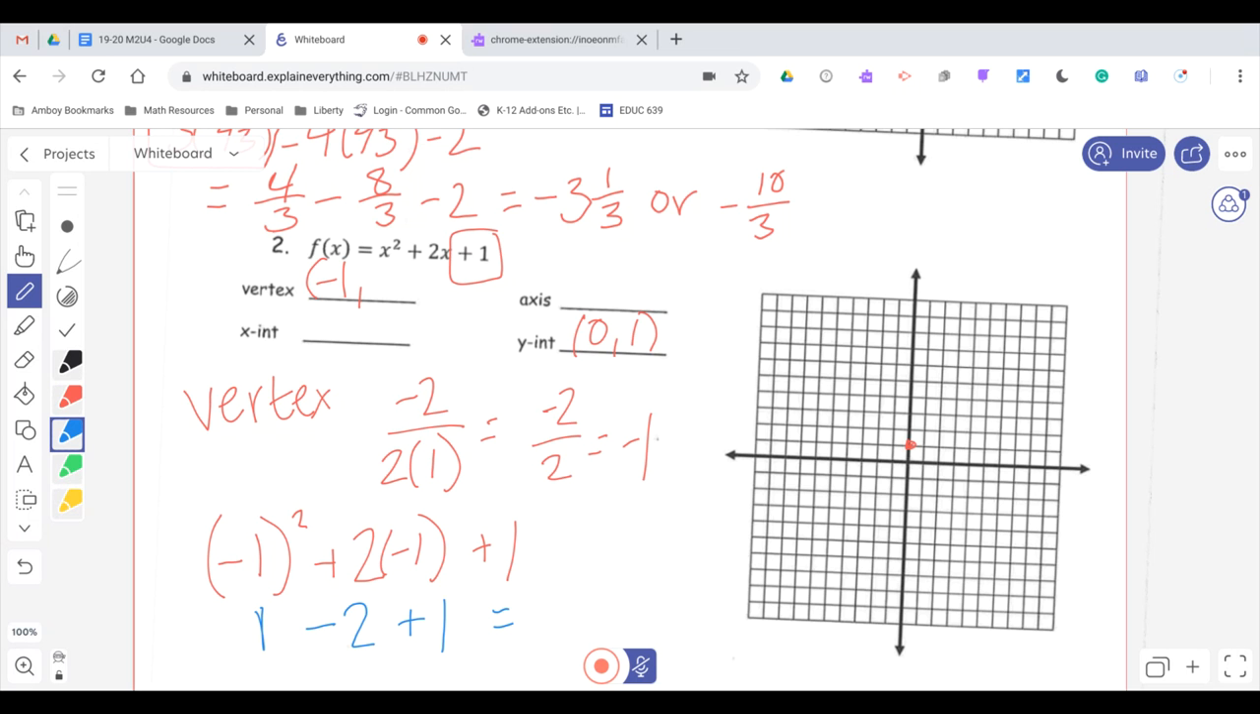If I simplify this, negative 1 squared becomes positive 1 minus 2 plus 1, which just comes out to 0. Okay, so we're at negative 1, 0. So that is this point right here. Remember, that vertex is where the exact middle of my parabola is. So I'm going to take my y-intercept. It's 1 away from that center. So there's a point exactly 1 away on the other side. And I can graph my parabola through that.